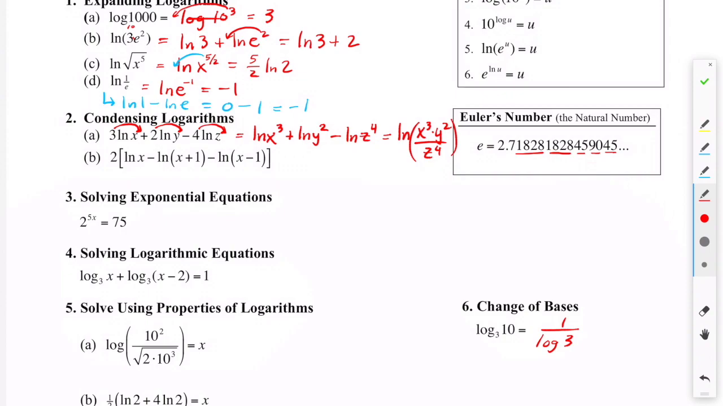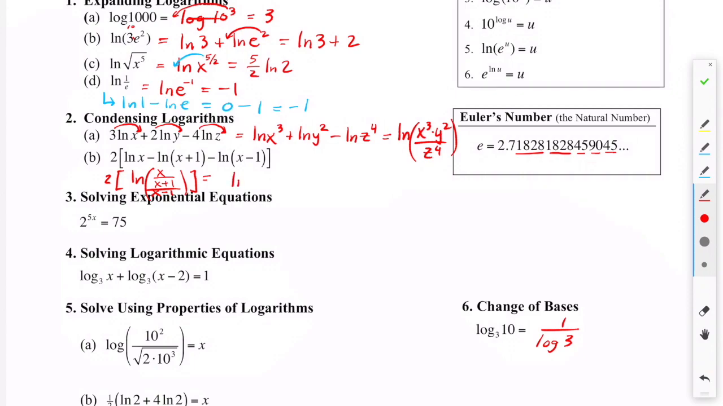Part B. Again, I'm going to condense this. I'm going to start by looking for any coefficients like I did here before I try to condense those. I'm actually going to start inside the square brackets here. I don't see any coefficients in front of these. But what I do see are these minus signs, which means I can condense these logarithms using division on the inside. So let's go ahead and start doing this. We have ln of, this is going to be x divided by x plus 1. And we still have this minus ln of x minus 1, so we can divide this again as x minus 1. So I'm running out of room there. And I do want to simplify that.